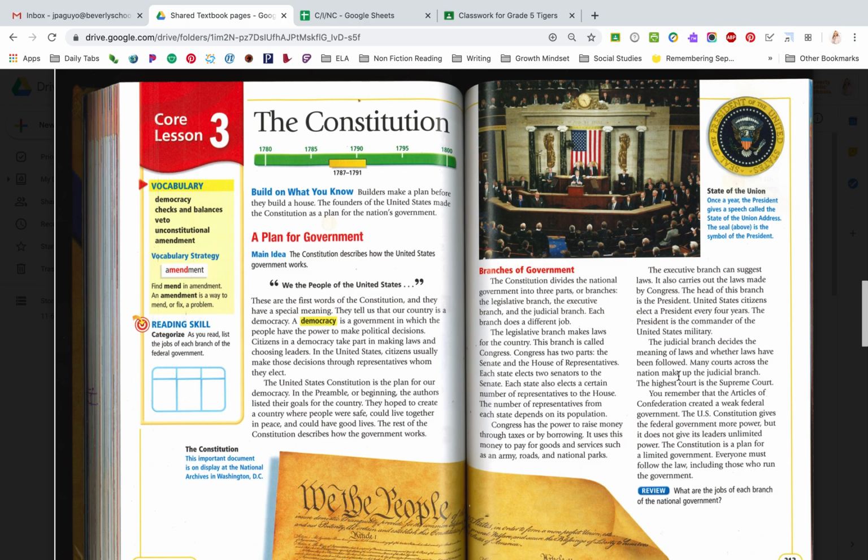Tomorrow we'll get in and talk a little bit about checks and balances and how this whole branches of government works. But that's it for today. All right, guys?